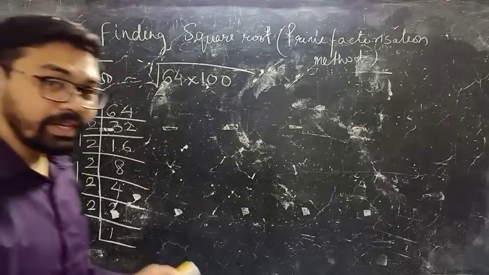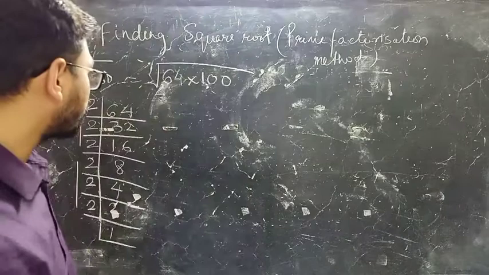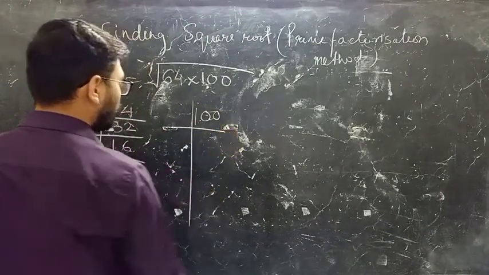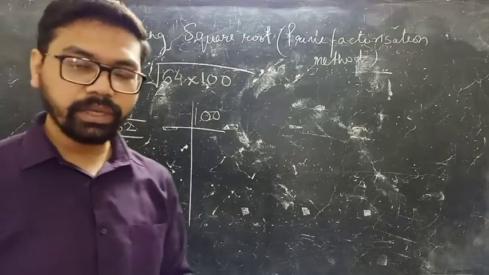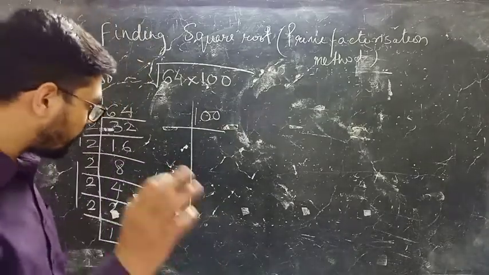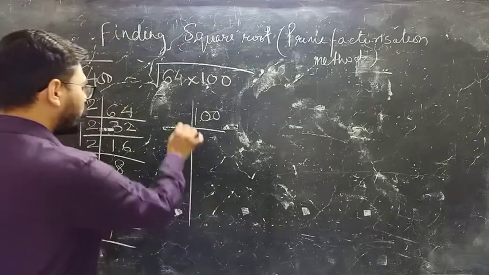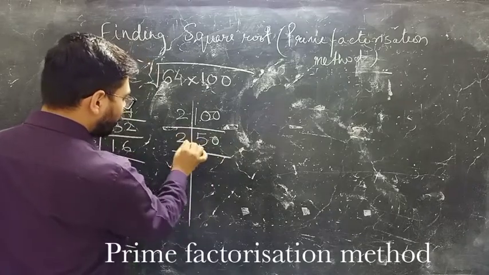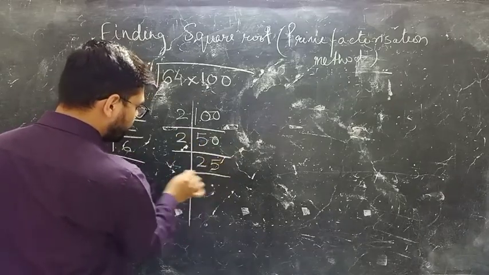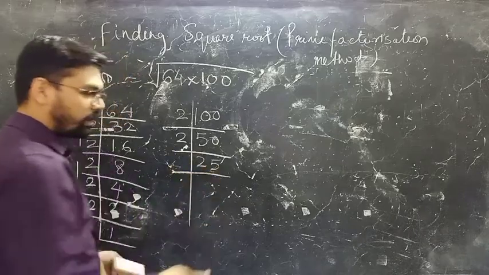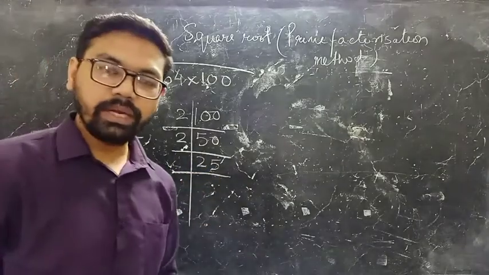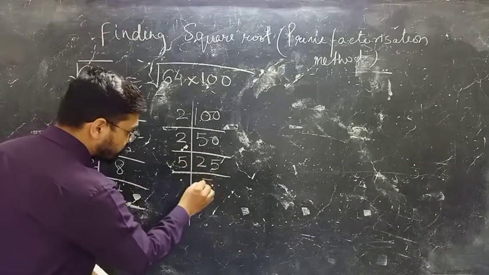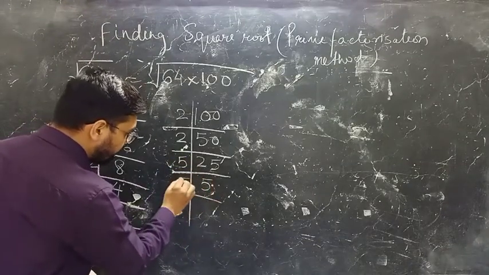But why I have not written 8 8s are 64, I will give you the reason for that also. This is 100. Now, though 100 can be written as 10 into 10, but why I am not writing 10 into 10, I will also give the reason for the same. 2 5s are 10. 2 2s are 4, 2 5s are 10. Now 25, neither is divisible by 2, neither is it divisible by 3, it is divisible by only and only 5. So 5 5s are 25 and 5 1s are 5.